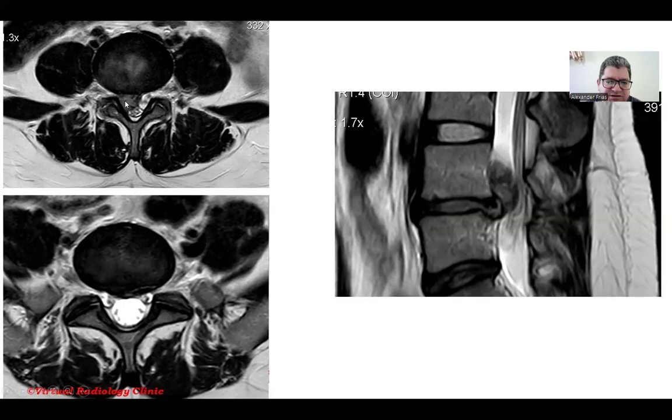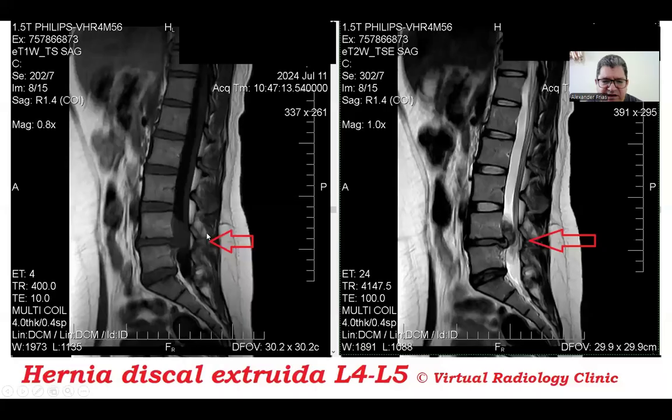The nerve is being compressed. This is when, for example, patients say, okay, after one movement I feel very strong pain in the leg, right or left, down to the knee, the ankle, or the hip, depending on the height of the affected disc. Here is one example. This is the same patient with a decrease. You can see the evolution.